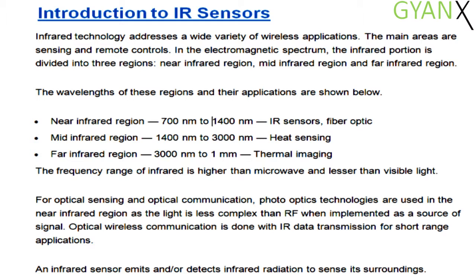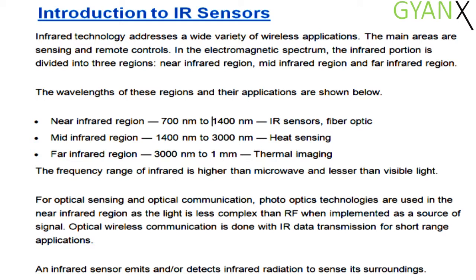Near infrared region, the wavelength is from 700 nanometers to 1400 nanometers, and its applications are IR sensors and optical fibers. Mid-infrared region, the wavelength is from 1400 nanometers to 3000 nanometers. The application is basically heat sensing. Far infrared region, the wavelength is from 3000 nanometers to 1 millimeter. The main application is thermal imaging.